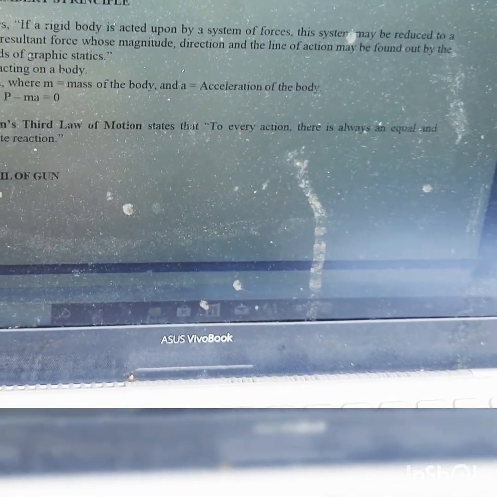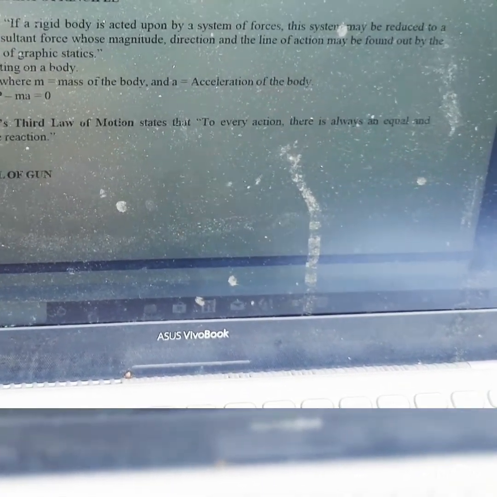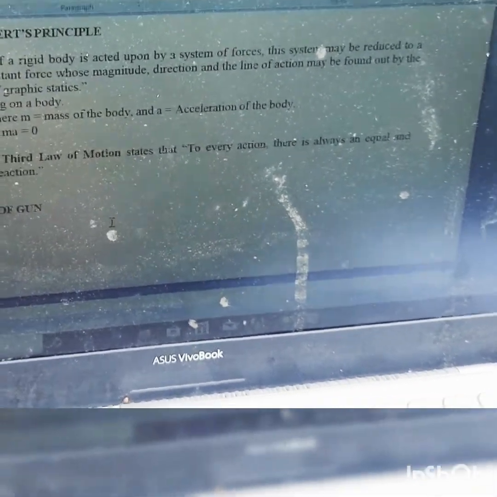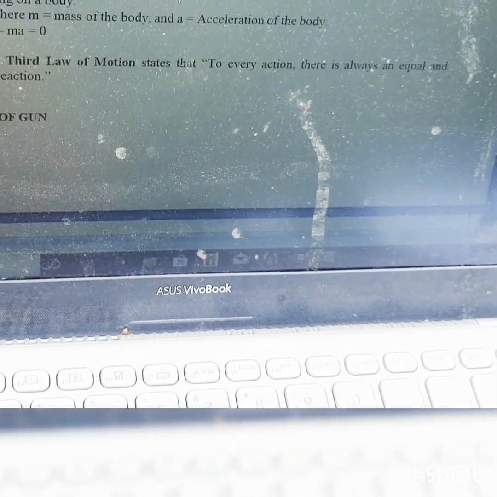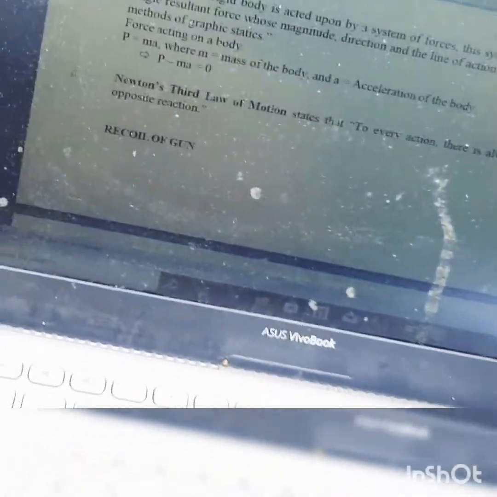So we'll go to the application of Newton's third law. What is the application of Newton's third law? You can see the recoil of a gun. This is an application of Newton's third law. Newton's third law states that each action has an equal and opposite reaction. The first one is the recoil of a gun. It also tells about the conservation of momentum.